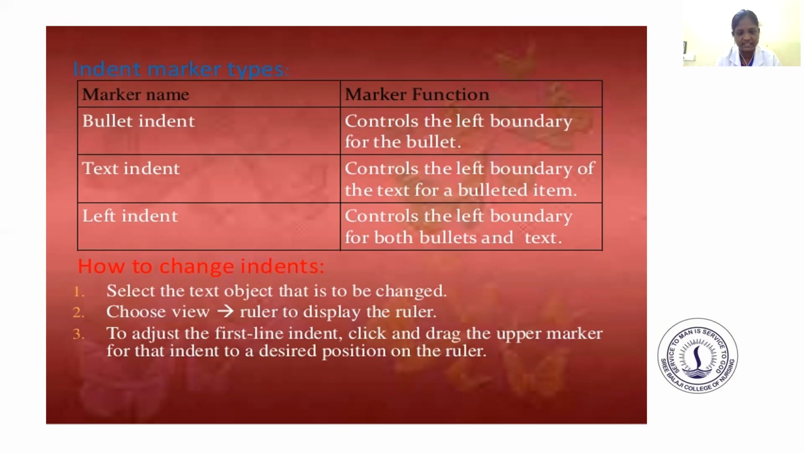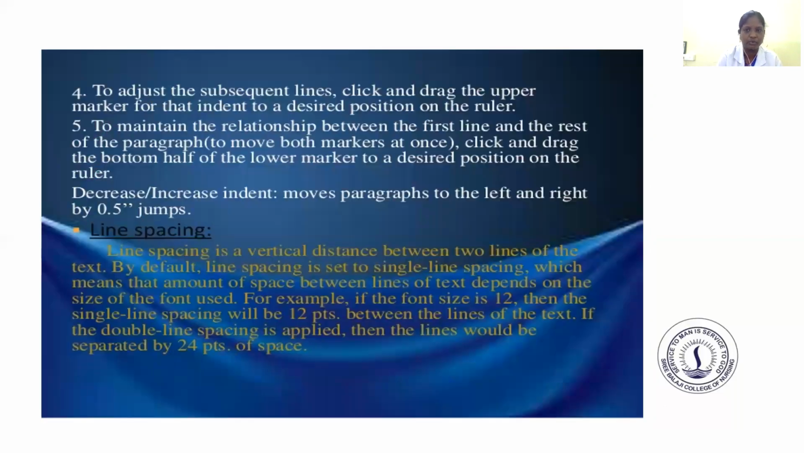Select the text object that is to be changed. Then second, choose View Ruler to display the ruler. And third, adjust the first line indent. Click and drag the upper marker for the indent to the desired position on the ruler. Then the fourth point, to adjust the subsequent lines, click and drag the lower marker for the indent to a desired position on the ruler.